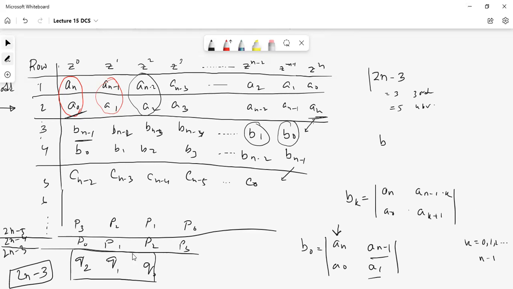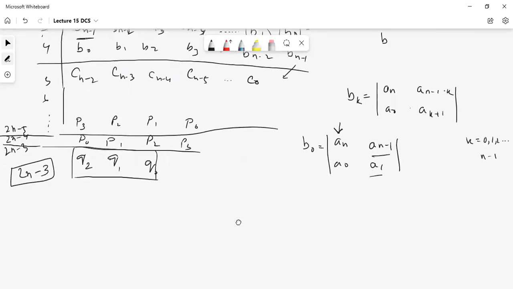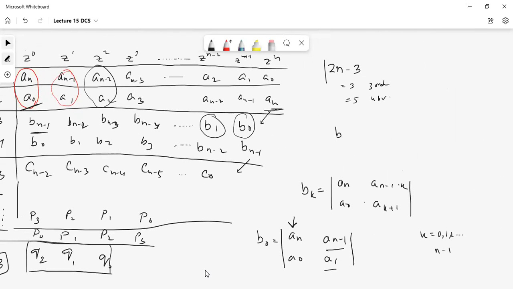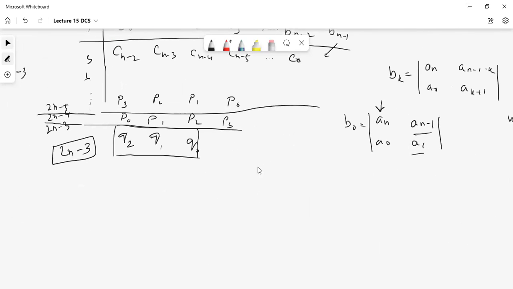And once you fill up this table, what will be the condition for a stable system? The conditions for the stable system, the following conditions you have to follow. First of all, number 1 is the magnitude of an has to be lesser than a0. So this is the first condition that should be followed.